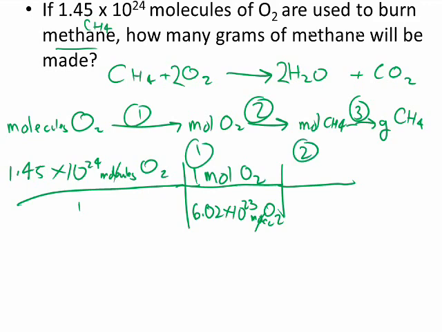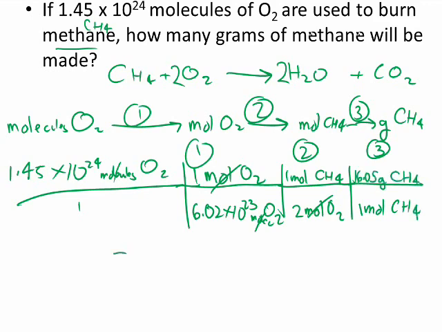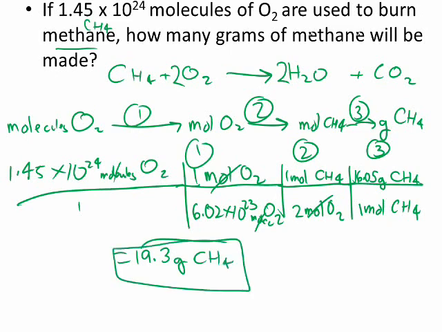And we want to get the second part, the mole ratio from the equation. We have 2 moles of O2, and we want methane, 1 mole of methane. The moles will cancel out. We're left with moles of methane. Now for moles of methane, we have to get grams of methane. So we have 1 mole of methane, and that equals 19.3 grams of methane that's produced.